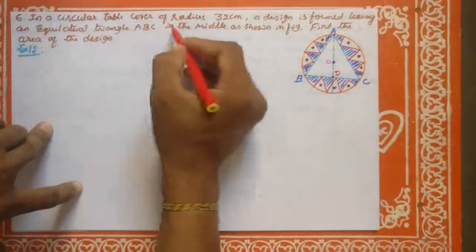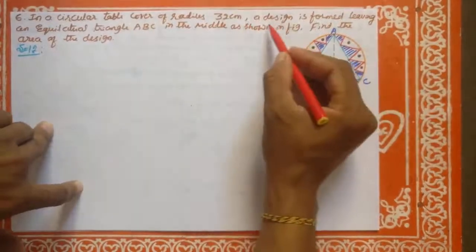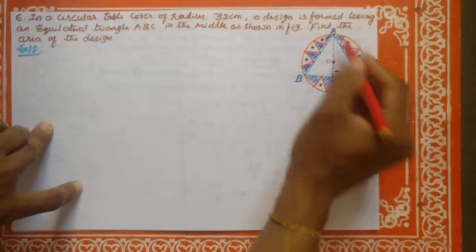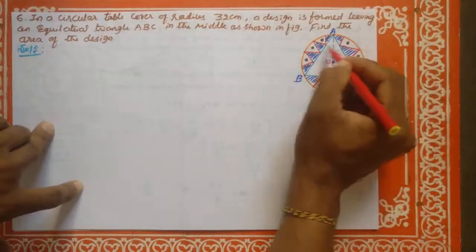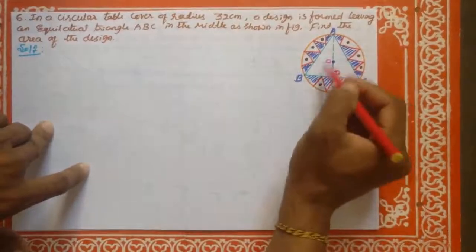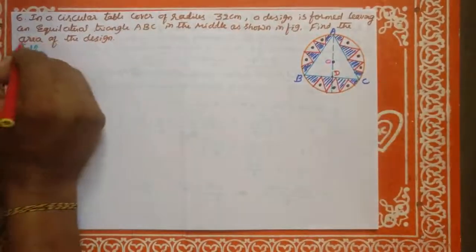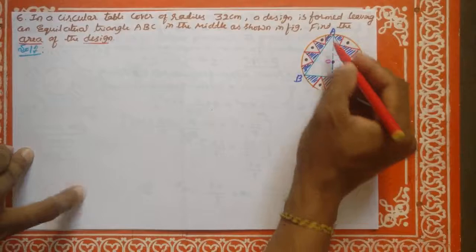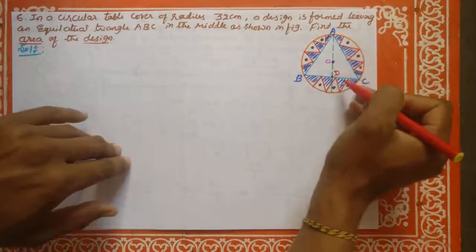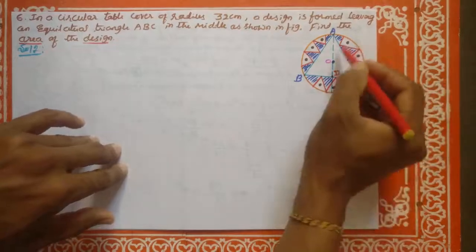In a circular table cover of radius 32 centimeter, a design is formed, leaving an equilateral triangle. Design is formed here, like a zigzag. Triangle ABC in the middle as shown in the figure. Find the area of the design. Okay, we need to find out the area of the design. Area of the design is equal to area of a circle minus area of triangle.